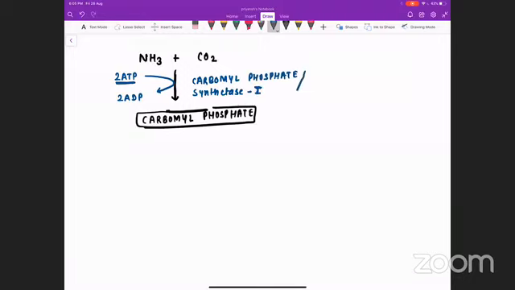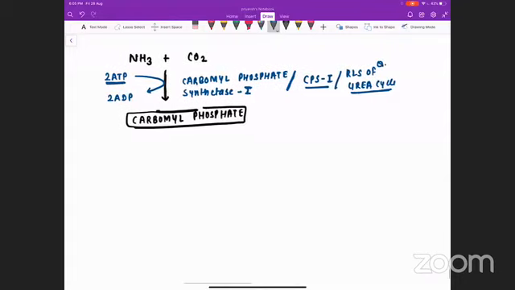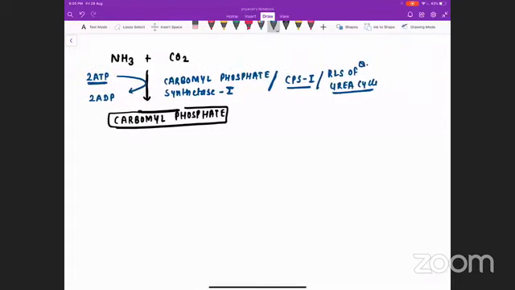This carboxyl phosphate synthetase 1 is also written as CPS1. This CPS1 is also regarded as the rate limiting step of the urea cycle. RLS means rate limiting step of the urea cycle. So the first reaction: one molecule of ammonia will unite with one molecule of carbon dioxide and will synthesize a molecule with the help of energy, carboxyl phosphate. The name of the enzyme is synthetase. The full name is CPS1.